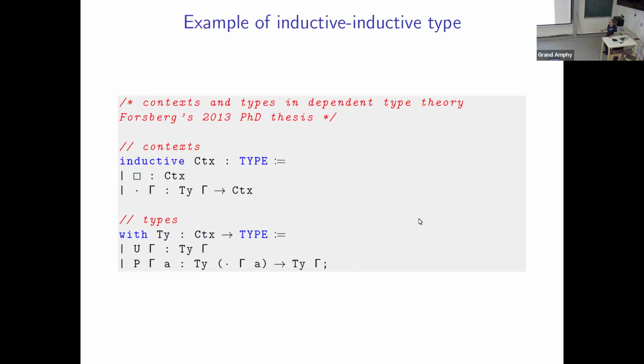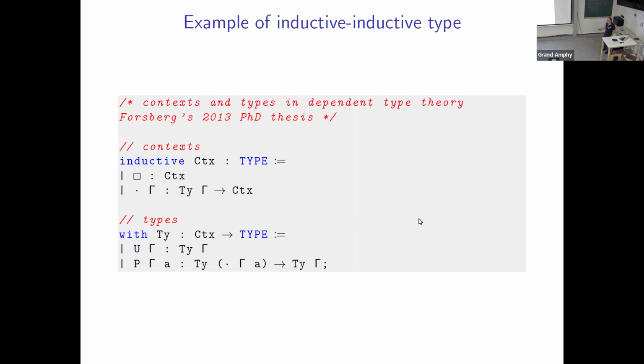So if you have a context gamma, it is like a list of types. And you extend it with a type, but the type depends on the context. So you have some context gamma. If you have a type in the context gamma, then you get a new valid context. And how to define types?